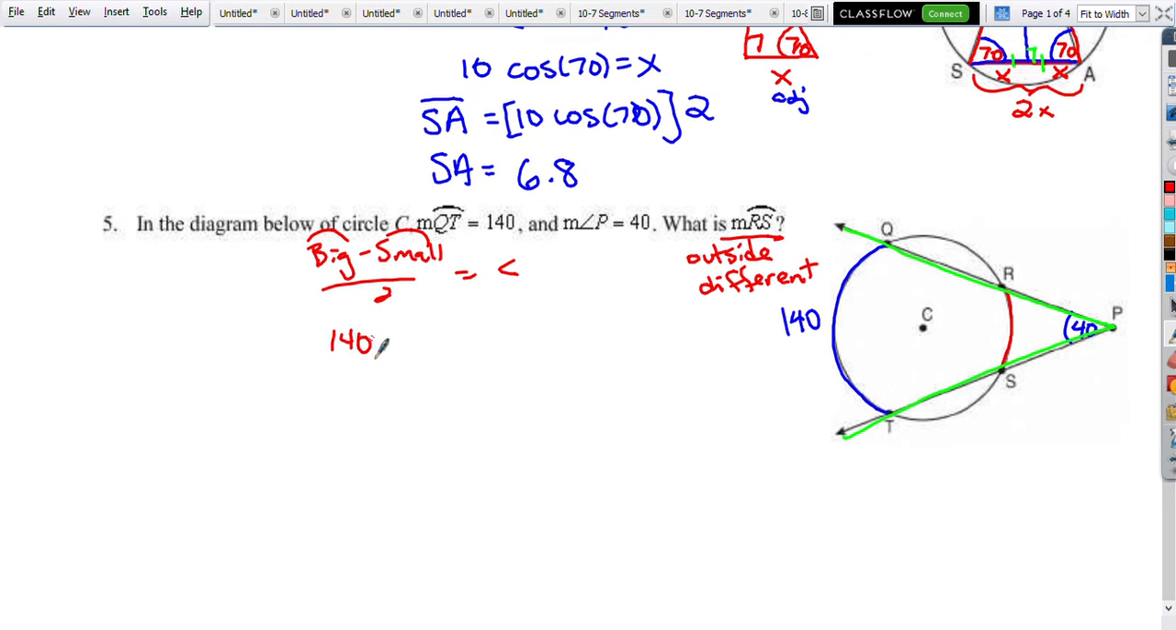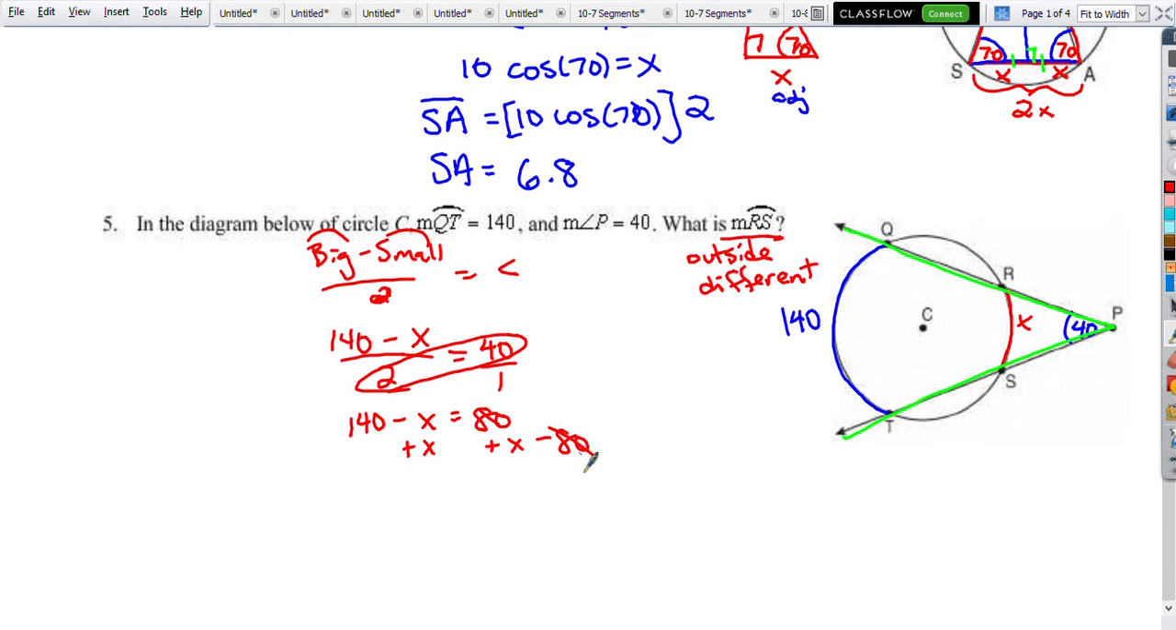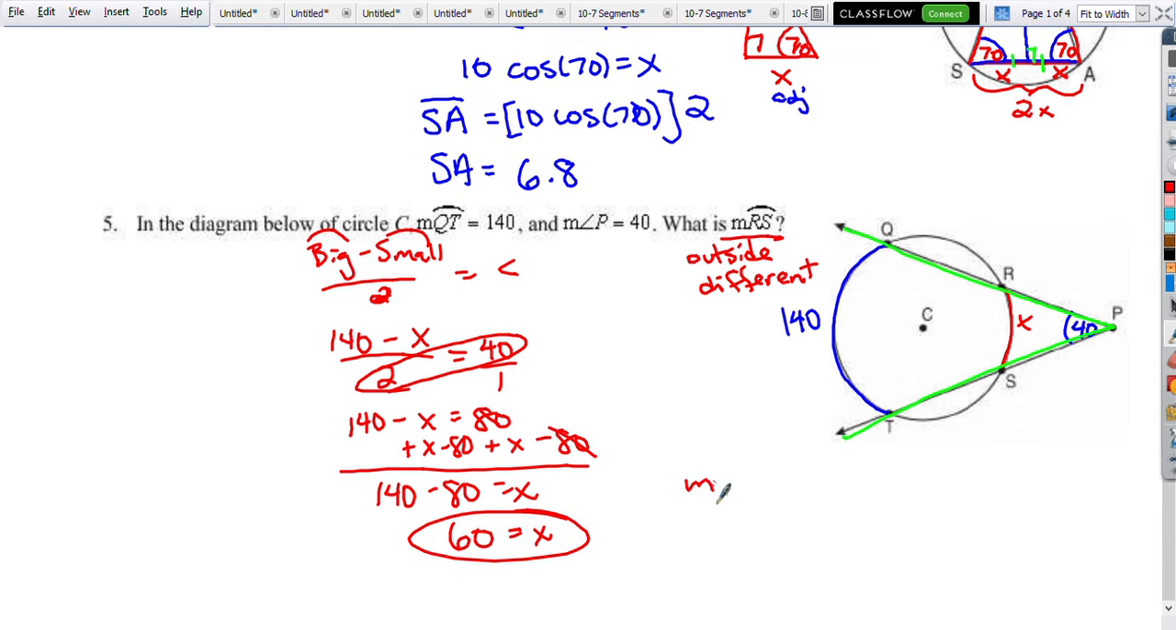So 140, take away, we'll just call this x for now, x over 2 is equal to my angle, which is 40. I'm going to cross multiply and get rid of the 2 first. So I'm going to have a 1/2 x here, is equal to 80. And then I want to switch the x and 80. I'm going to add x to both sides, and at the same time take away 80 to make this go on the other side. So I get 140 minus 80 is equal to x, and this is 60. And that is the measure of arc RS.